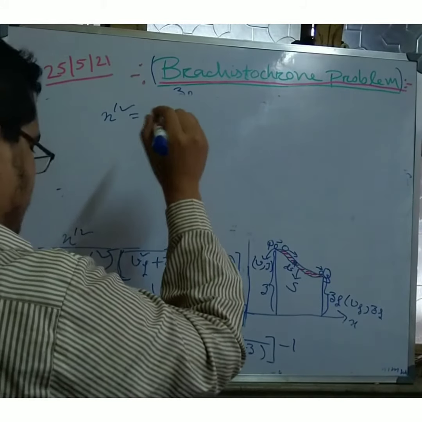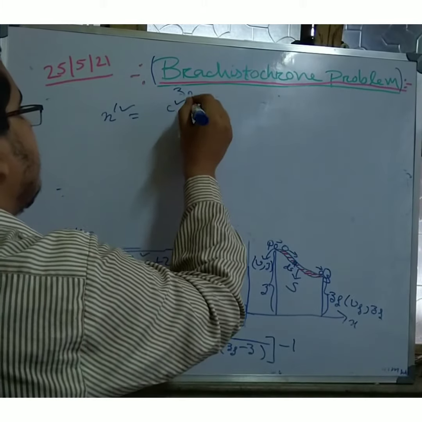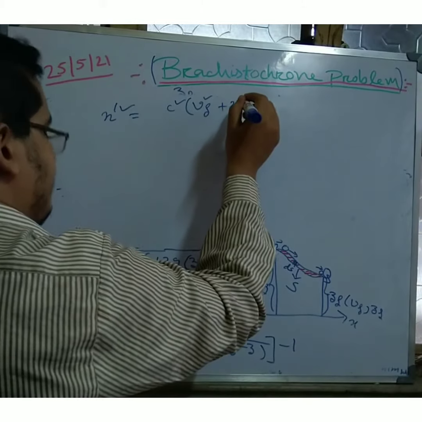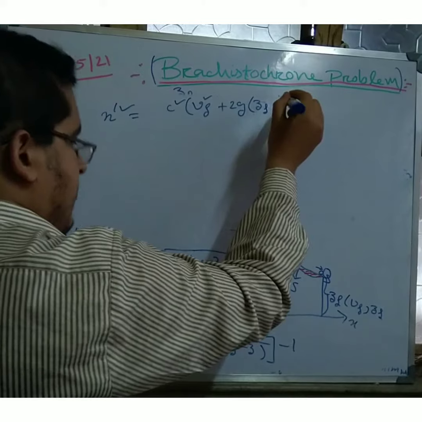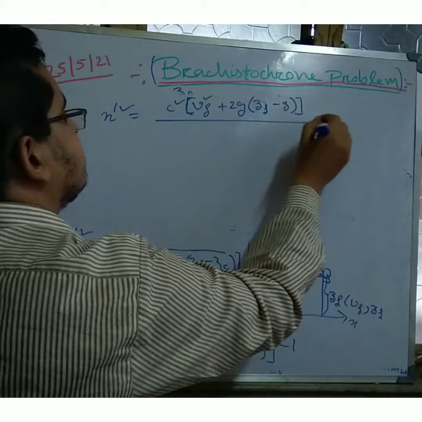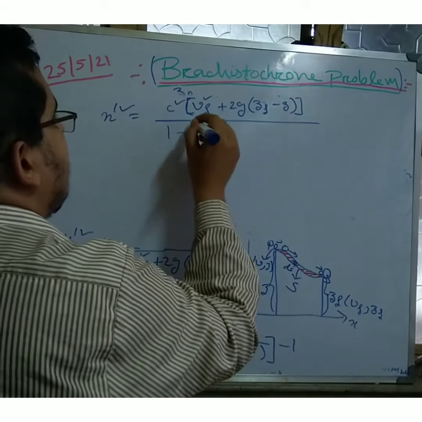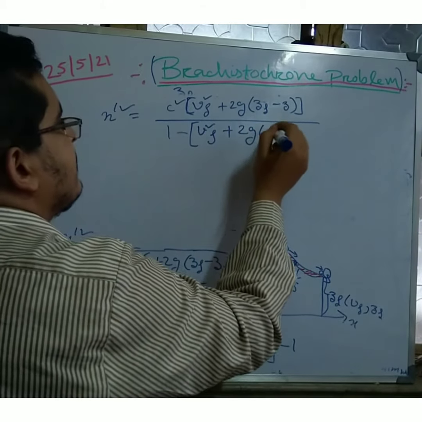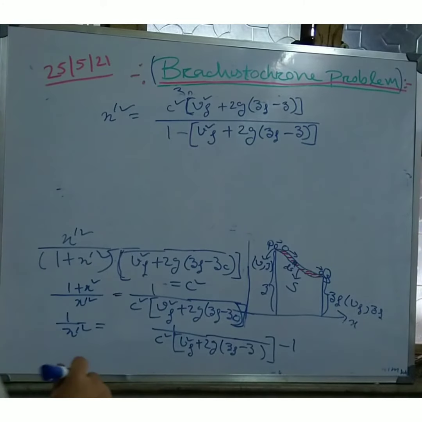So the problem should be c square into v square f plus 2g into zf minus j, 1 minus b square f plus 2g into zf minus j. This is the total formula, friends.